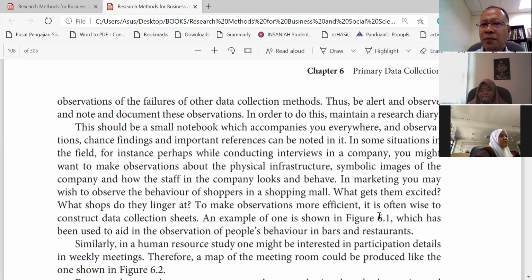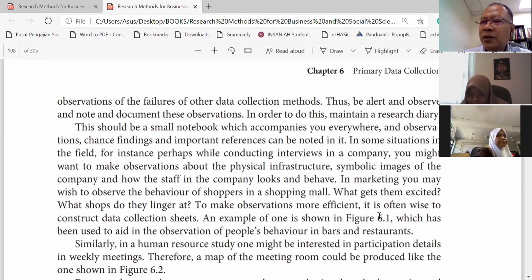The researcher participates in what is being observed. And in this case, the researcher must disguise himself or herself in order not to influence the behavior of people being observed.